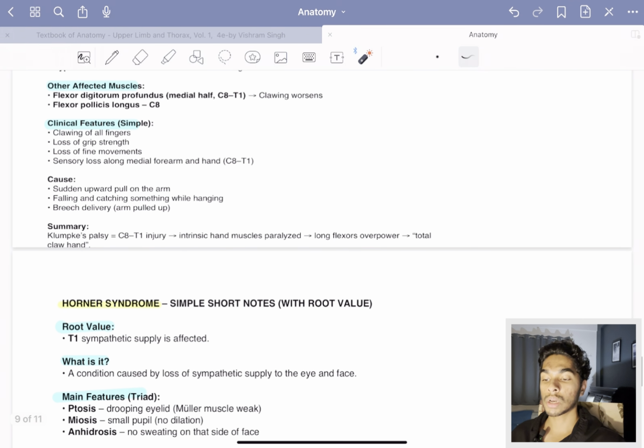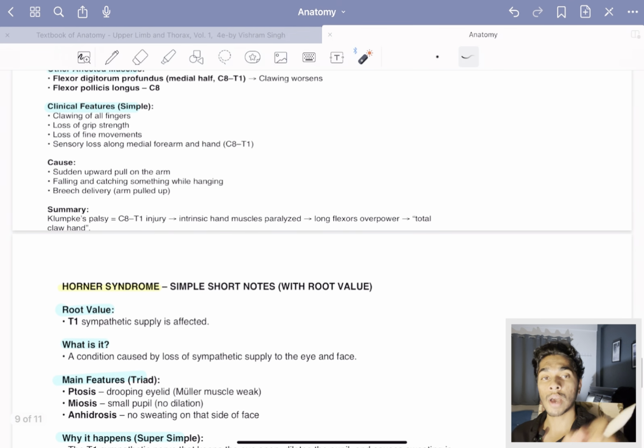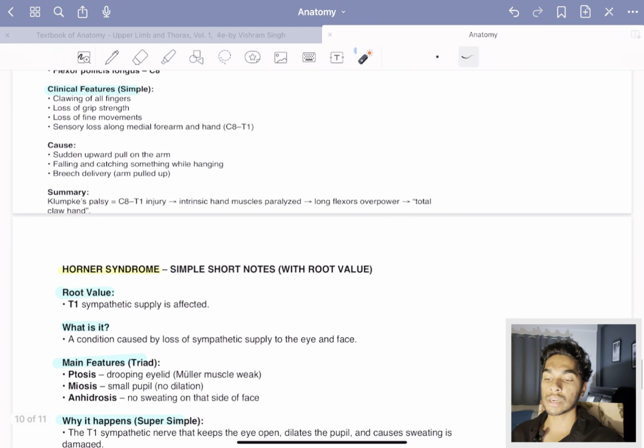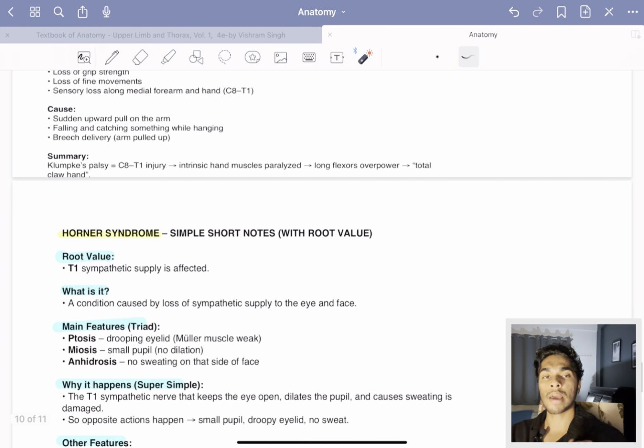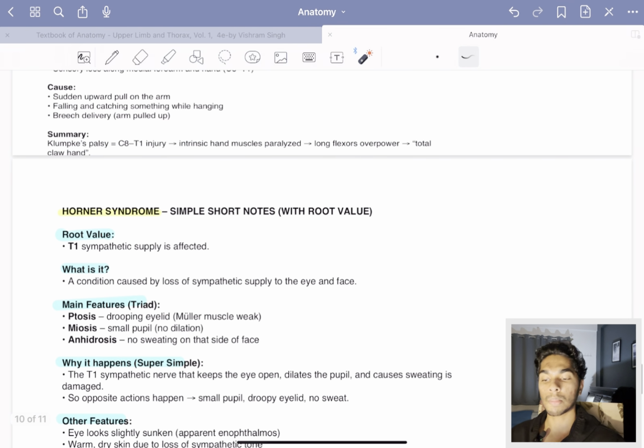And clinical features: claw of all the fingers due to paralysis of the hand muscles, and loss of grip strength. The grip is lost. And loss of fine movements, because your hands are required for fine movements like suturing or art and craft or whatever. Since it has many fine movements, that's all lost in this paralysis. And then sensory loss of the medial forearm. The cause you have seen: sudden pull of the arm, or hanging or catching, or pulling the arm during delivery. All this causes Klumpke's paralysis.